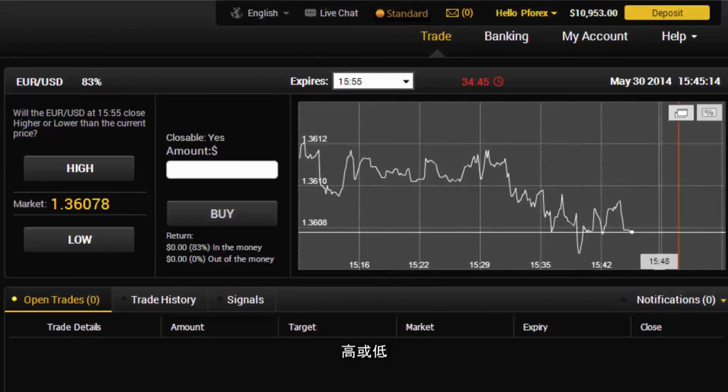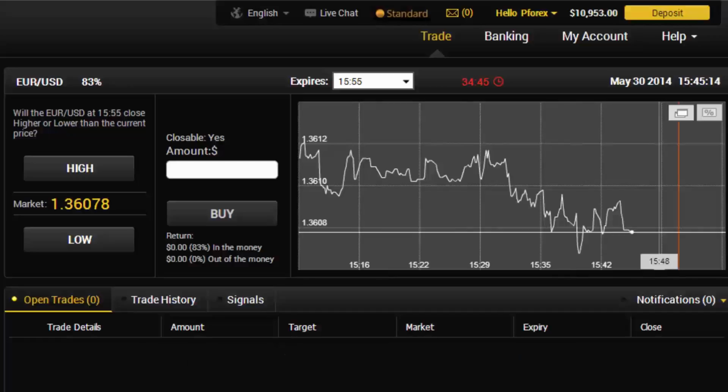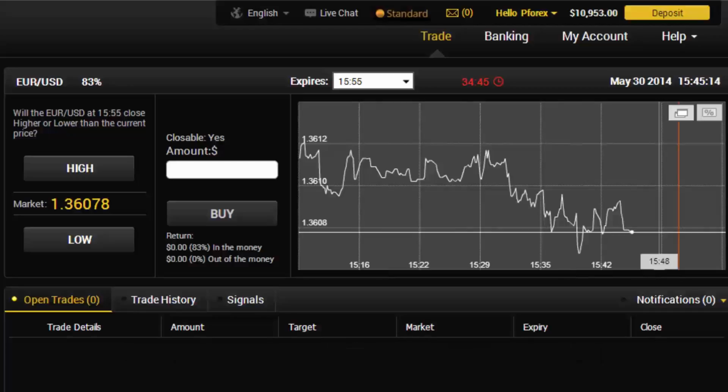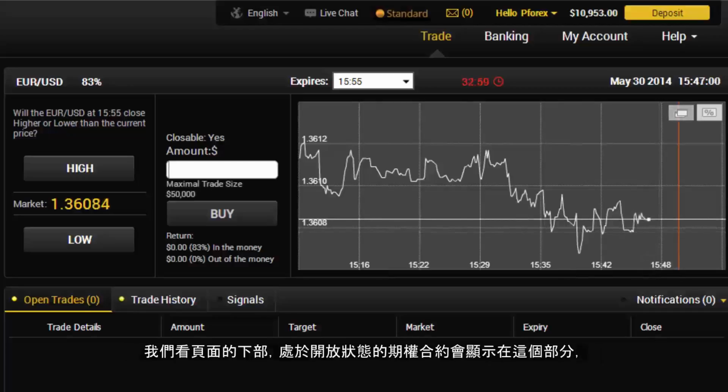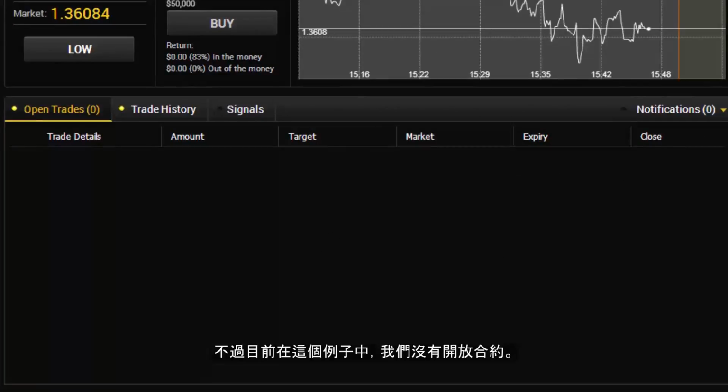High or low. Now, here we do not have to buy or sell in options. Thus, you have to select high or low and the amount of investment in this order, and then press the buy button. It means that you purchase a contract with a higher or lower target price than the current price. If you look at the lower part of the page, option trades which are still open will be shown in this section, but in this case we do not have any.